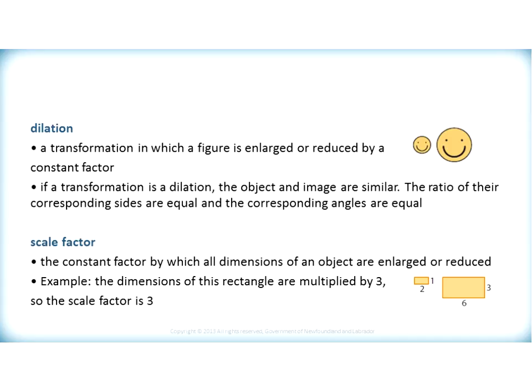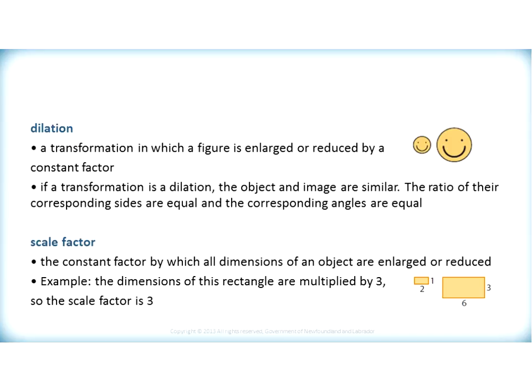And if a transformation is a dilation, this is kind of important, the object and image are similar. Similar objects mean that the ratio of their corresponding sides are equal and the corresponding angles are equal. So they're proportional to one another. And when we're doing a dilation, we're multiplying by some constant factor. That constant factor we refer to as a scale factor. It's a factor or a number by which all dimensions in a two-dimensional object, that would be the length and the width, or the base and the height, are enlarged or reduced.